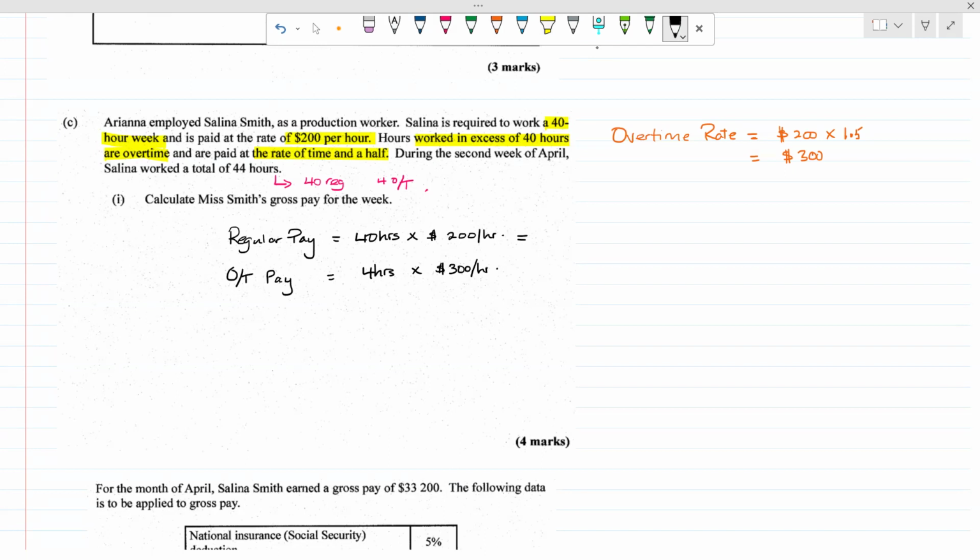This is how much? 40 by 200, 8,000. 4 by 300 is 1,200. Total: $9,200. This is our gross pay for the week.